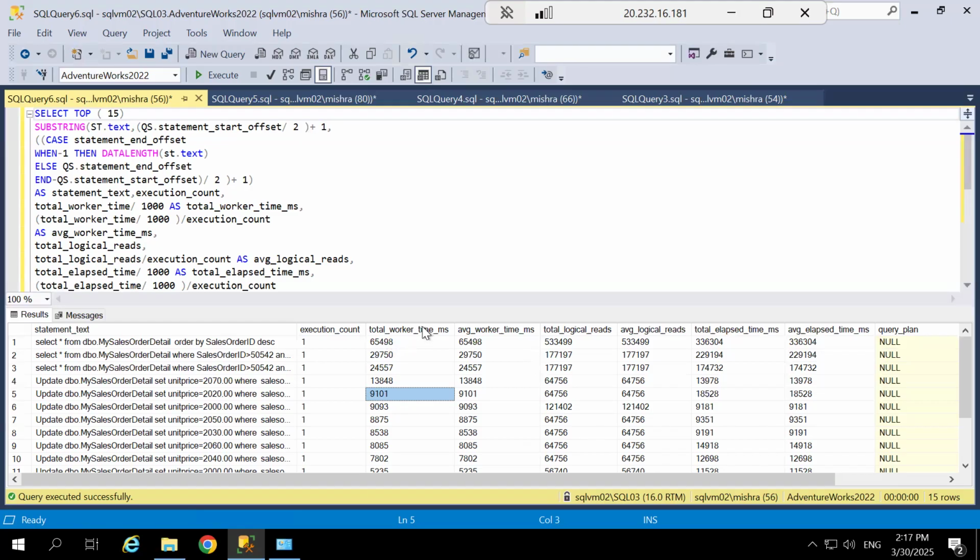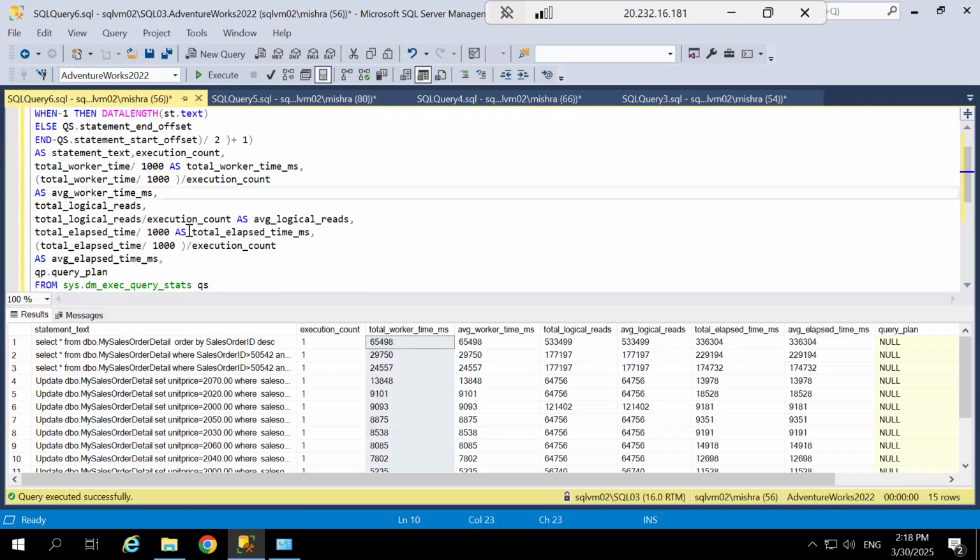Maybe total worker time in MS. Let us check from where it is coming. As a statement, total worker time divided by 1,000. Total worker time in MS. Total worker time, execution count. Total logical reads, average logical reads, execution count.